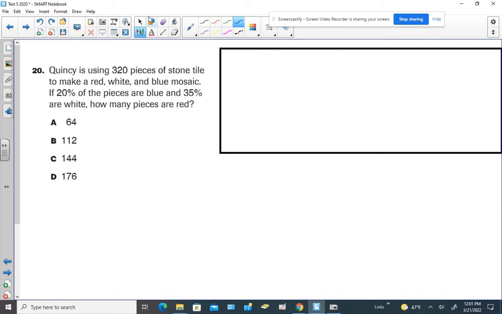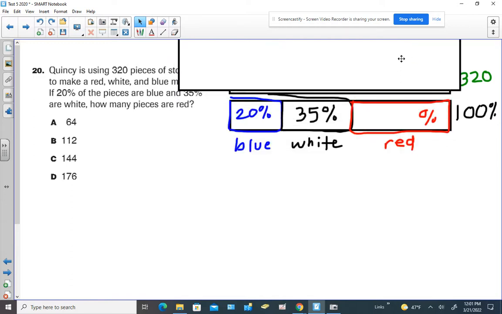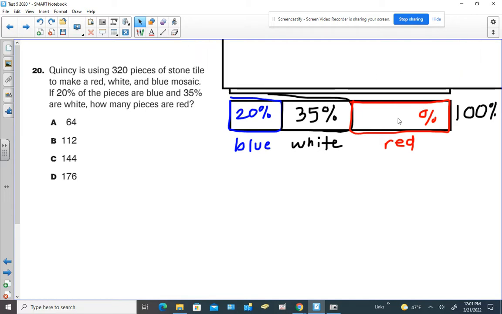So if we have all of something, we have 100%. The bottom bar is the percent bar, and they're telling us how many pieces we have total, so that's 320. If we break down the percentages, they give us 20% are blue, 35% are white, and they don't explicitly state how many are red, but we can figure it out because the rest of them would be red. So step one is to add these two numbers together to get how much we have so far. Wouldn't that be 55%? So 55% are either blue or white.